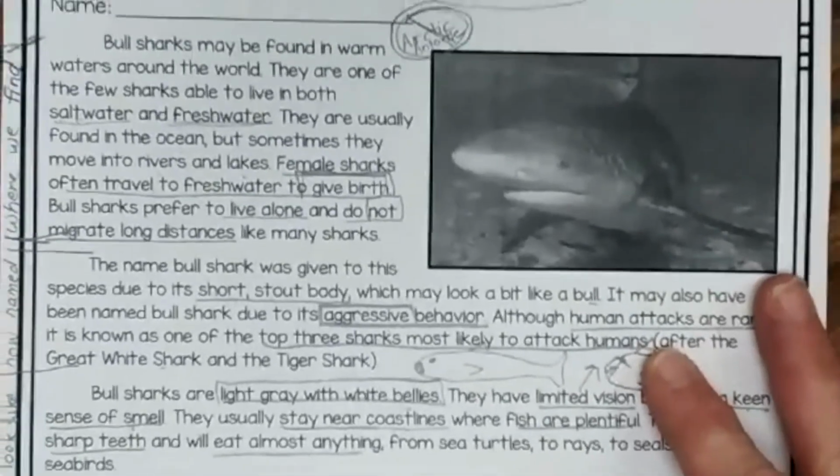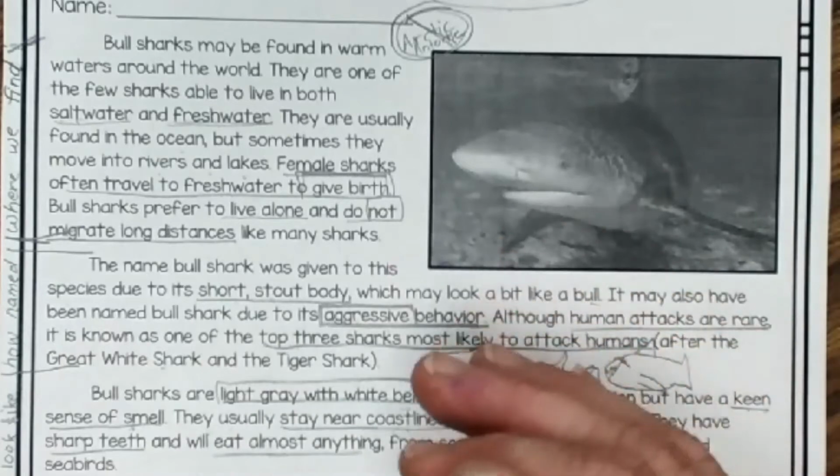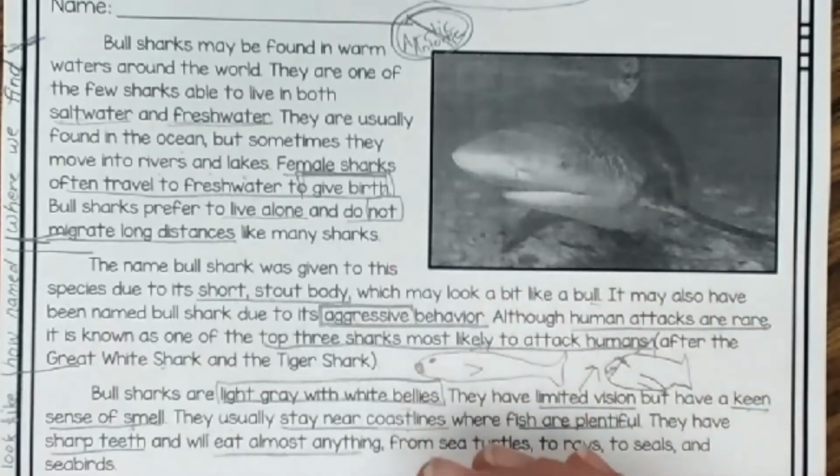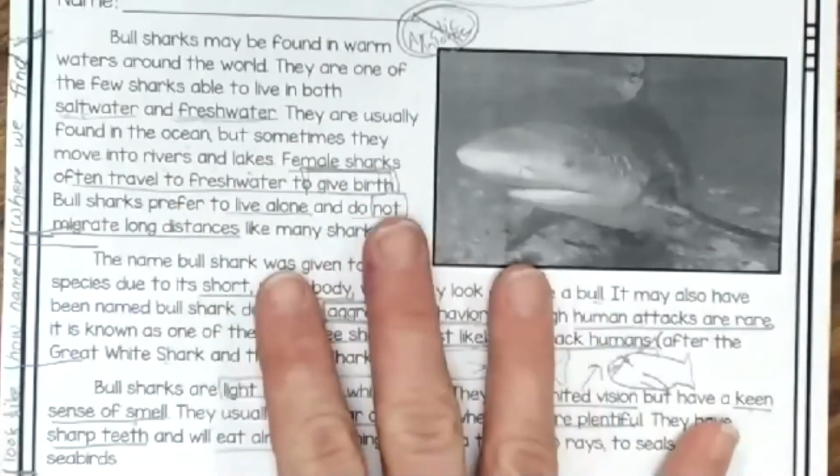Now, if he had used sequential order on this, it would be very different, because sequential order would have said first, second, third, fourth, and it would have talked more about things like that, and it wouldn't have really let us know what the shark looks like and how it behaves.